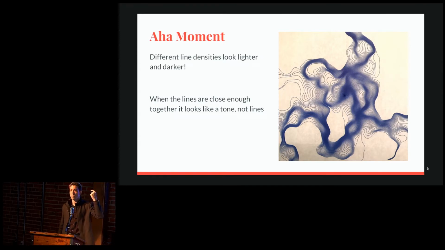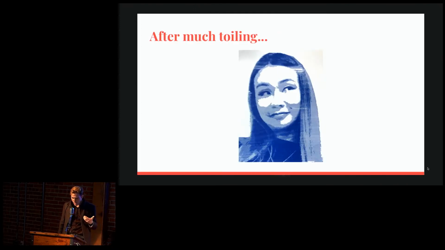So if we plot them close together, it will just appear way darker than if they're more spread apart. And if they're too far apart, then we will still be able to tell the individual lines. And so yeah, after much toiling on my own personal algorithms, I came up with a plot that looked like this. It's not completely perfect. You can kind of tell where the plotter's ink dried up.